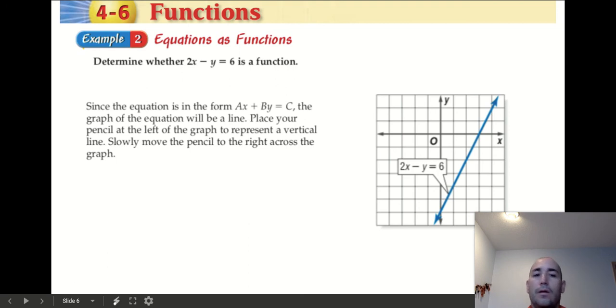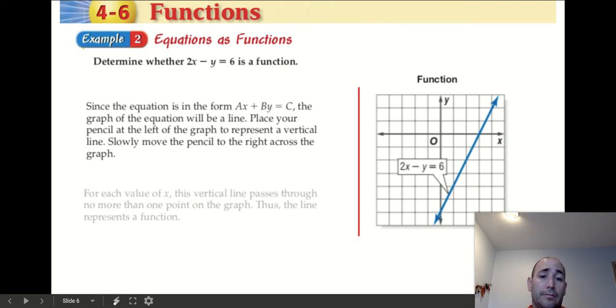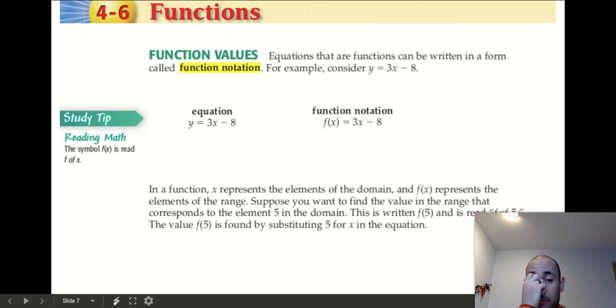Okay, so let's go ahead and do this. There's our vertical line test, sweep it across. It never touches it more than one time. So therefore it is a function. For each value of x, because the vertical line passes through no more than one point of the graph, the line represents a function. So let's look at this now. So we have function values.